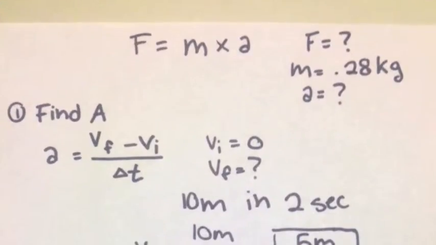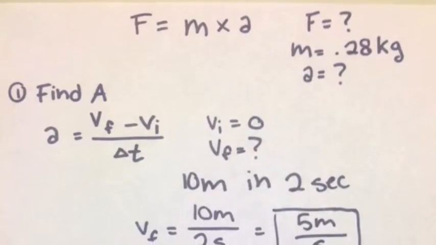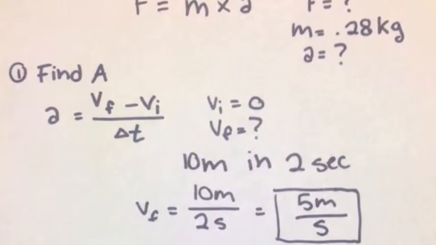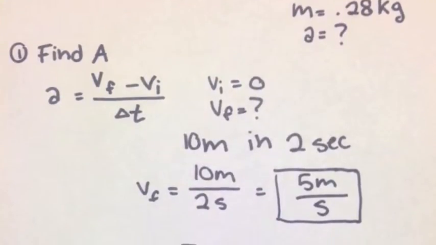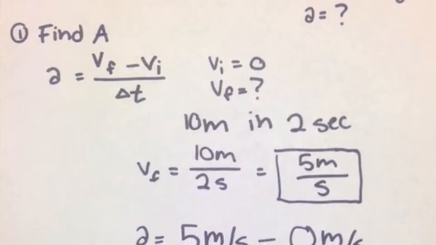In this example, we are going to find the force exerted on the ball. To find the force exerted on the ball, we must use the equation provided in Newton's second law. Force equals mass times acceleration. The force is unknown, and our mass of an average volleyball is 0.28 kilograms. That leads us to find the acceleration.